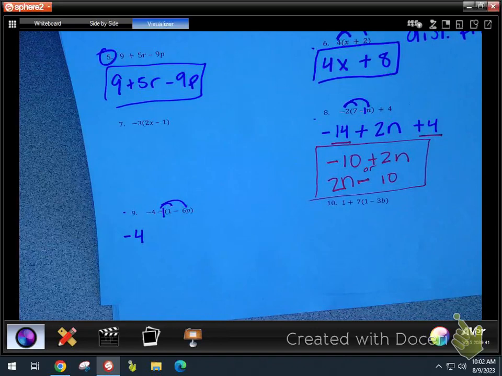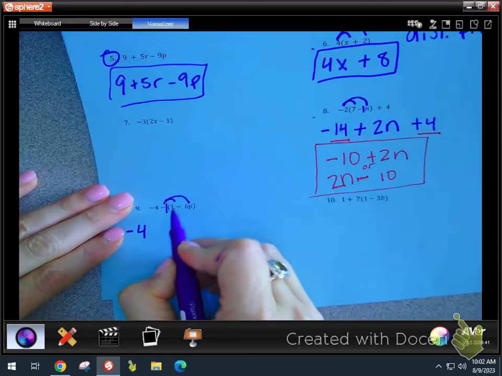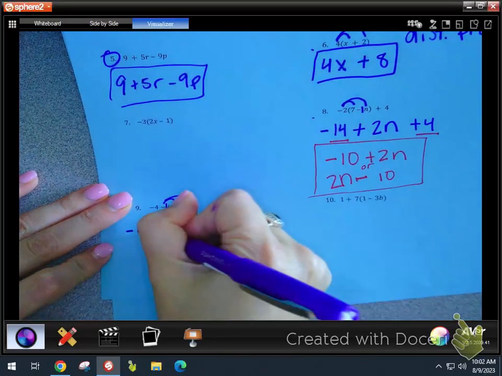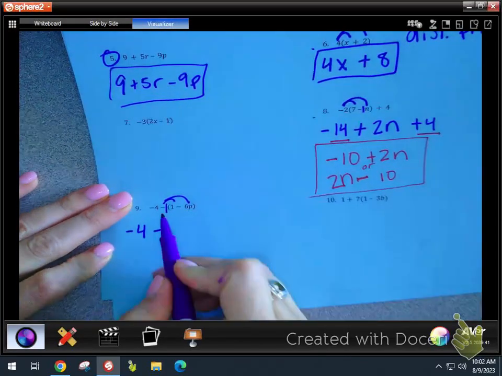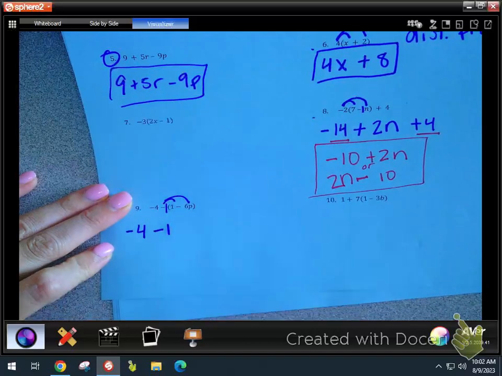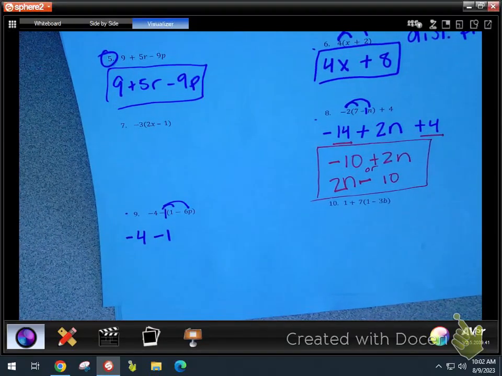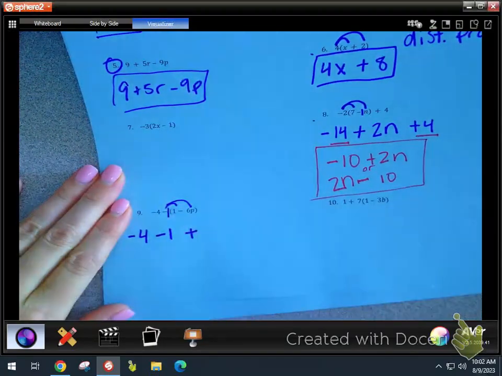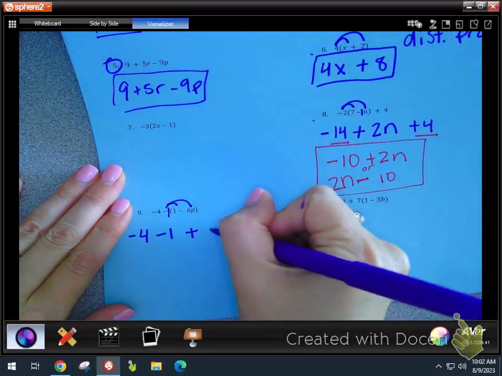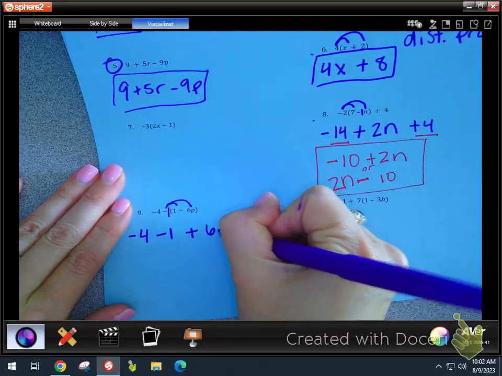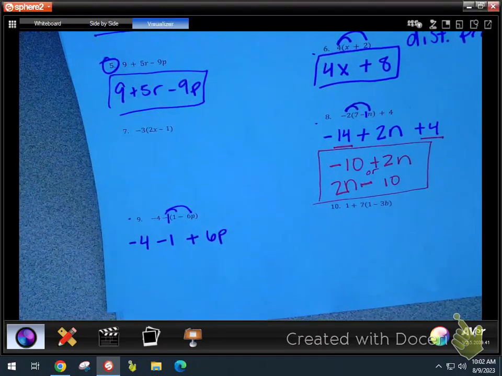So what is negative 1 times positive 1? Right here. Negative 1 times positive 1 is? Negative 1. Negative 1 times negative 6p. There's that negative times a negative. Makes a positive 6p. Remember when we distribute, we're multiplying. Negative 1 times negative 6. Throw in your calculator if you need to. Positive 6. Kind of like number 8.